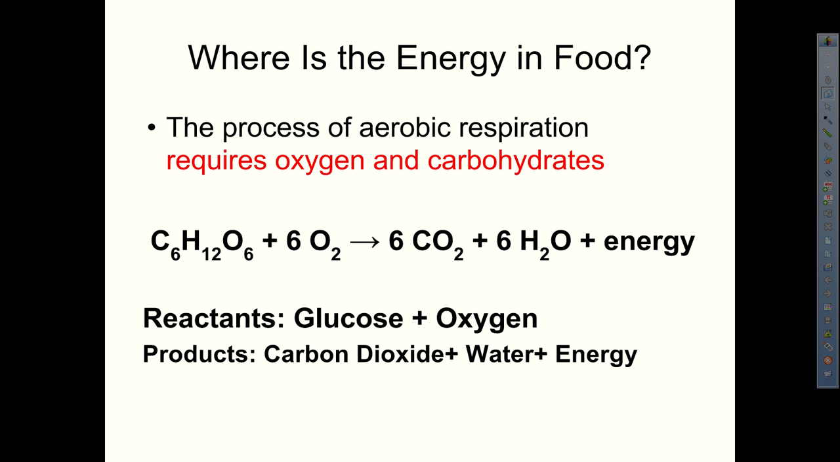This is the overall equation for cellular respiration. This is the broken down simple version, but we have glucose and oxygen. C6H12O6 is glucose. So we have one molecule of glucose and 6 molecules of oxygen. Through this process, we're going to create 6 molecules of carbon dioxide, 6 molecules of water, and ATP.